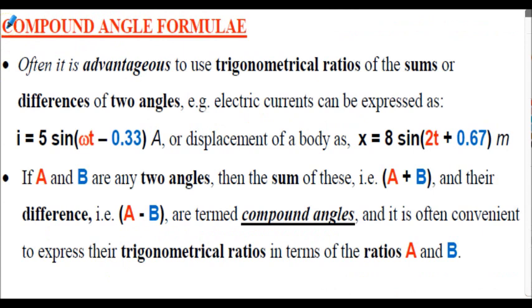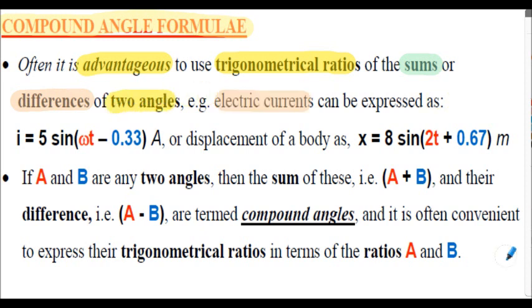Let's overview compound angle formulae. It is often advantageous to use trigonometric ratios of the sums or the differences of 2 angles. For example, electric currents can be expressed in this format, which is essentially the difference of 2 angles, or perhaps the displacement of a body can be expressed in this format here, which is a sum of 2 angles.